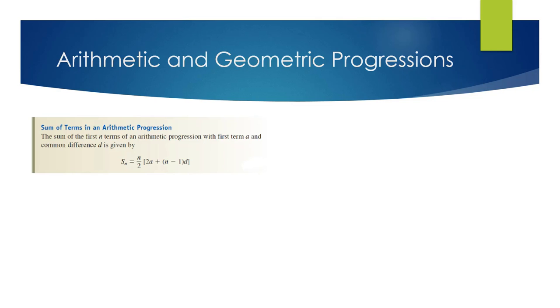The sum of the terms in an arithmetic progression. There's actually two formulas for this. The formula that your book gives is this one here. So if I'm looking for the sum of the first n terms of an arithmetic progression, with first term A and common difference D, that's the formula that you could possibly use.